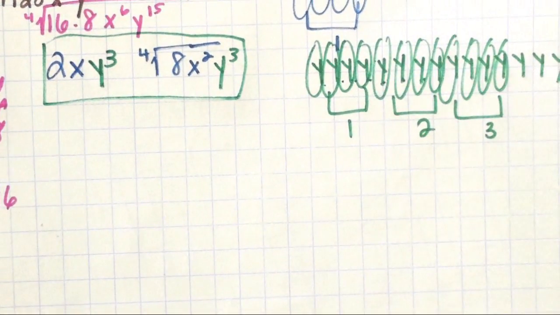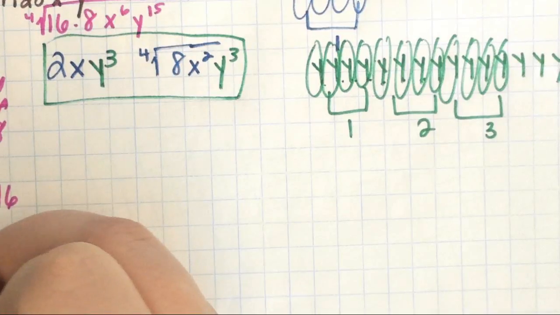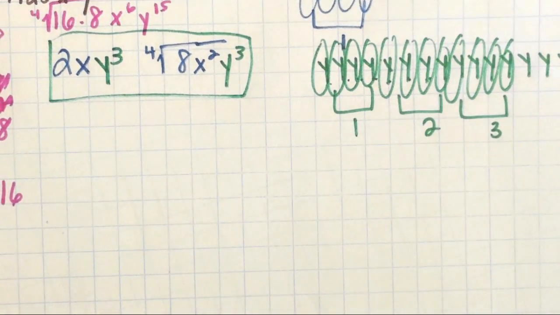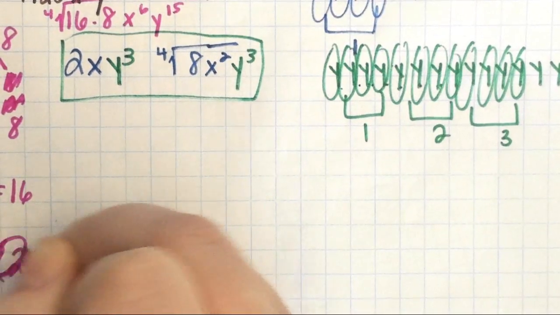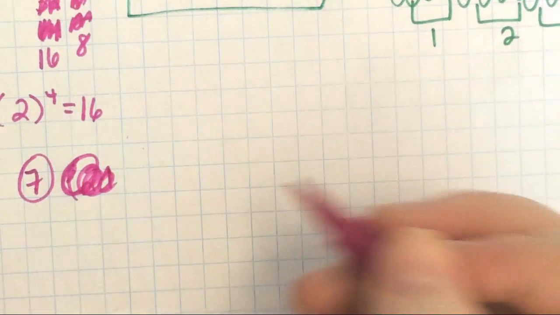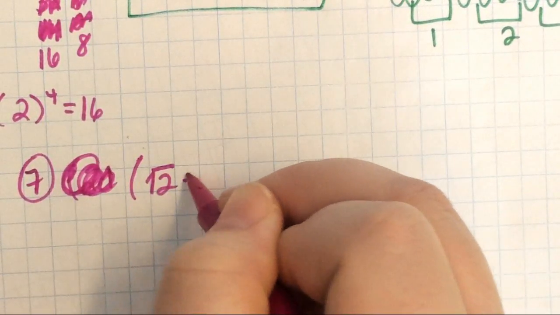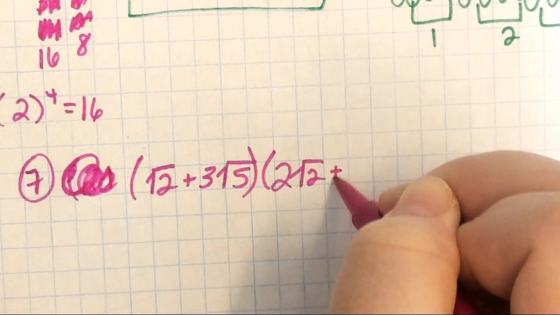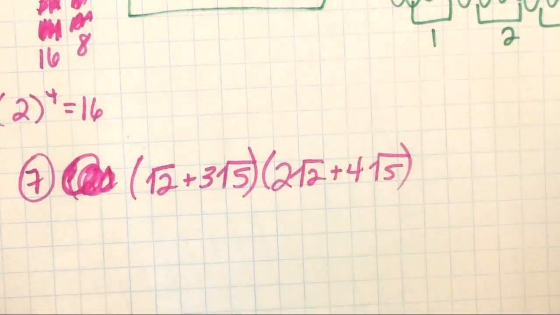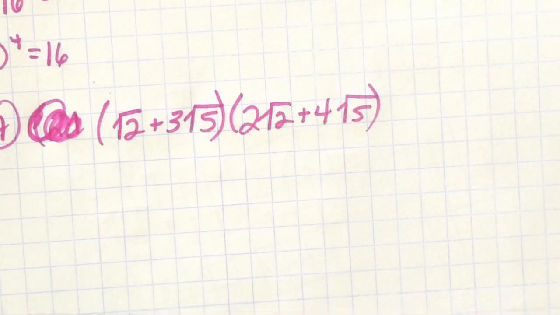Okay, on number 7, I'll leave that up for a second. It said, Miss Compton, can you write this year? Square root of 2 plus 3 square root of 5, 2 square root of 2 plus 4 square root of 5. What am I supposed to do to solve this problem? It is distribute, and I'll give 2 the point for that. That's what I was looking for. We call it FOIL when it's like this.